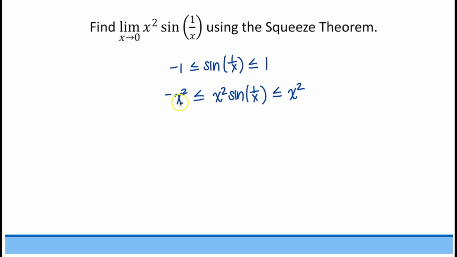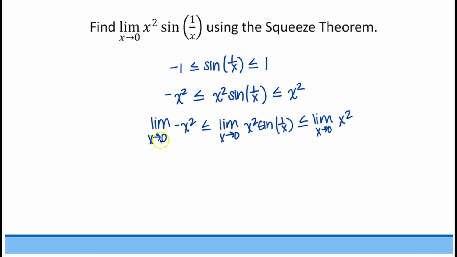So here I've gone ahead and multiplied each piece of the inequality by x squared, and now that middle piece is exactly the function inside my limit. So as long as the limit as x approaches 0 of the left function and the right function are the same value, that's going to force the limit of the middle function to be that same value by the squeeze theorem. So let's go ahead and take the limit of each piece.